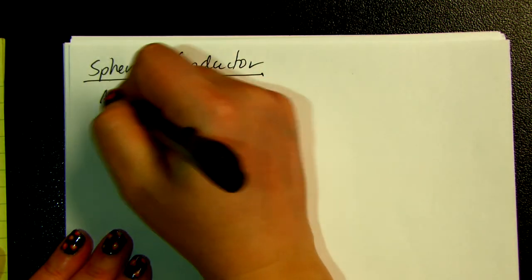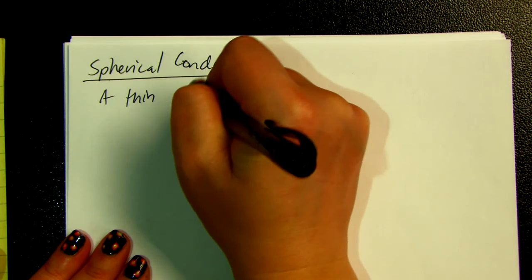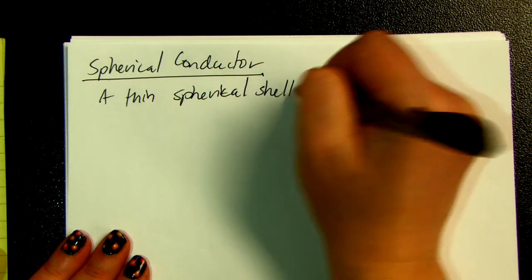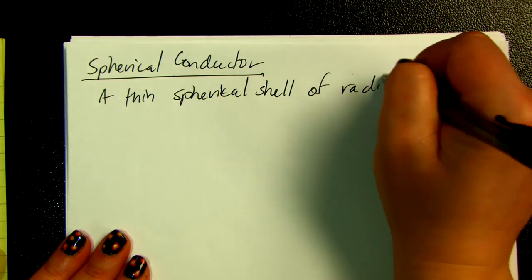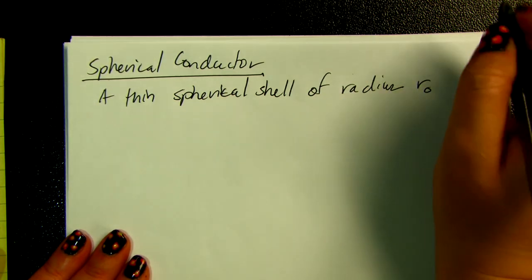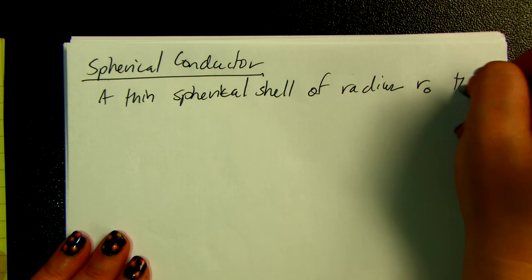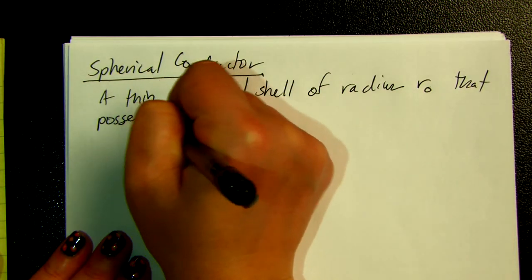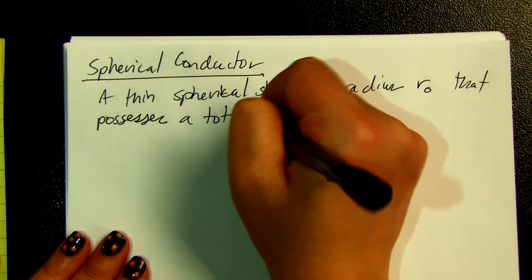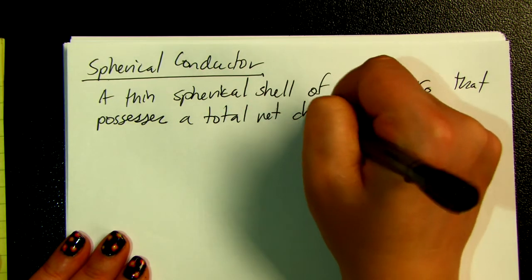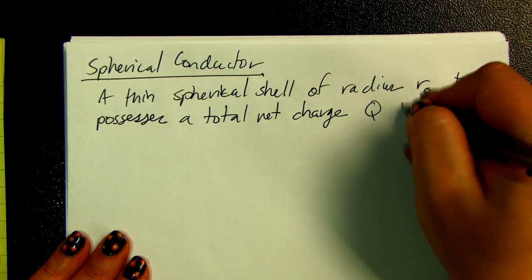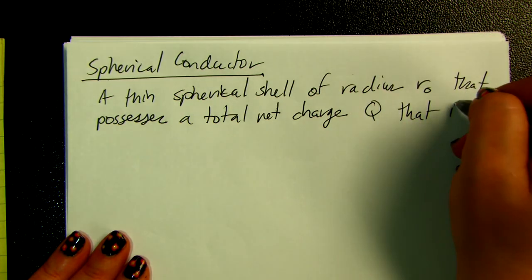So we have a thin spherical shell of radius R0 that possesses a total net charge of Q that is uniformly distributed.